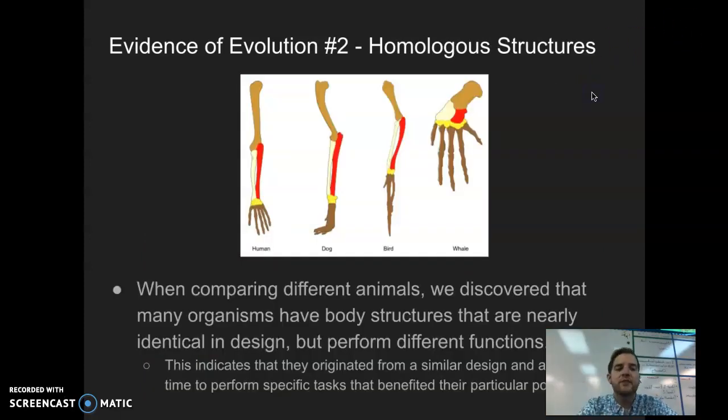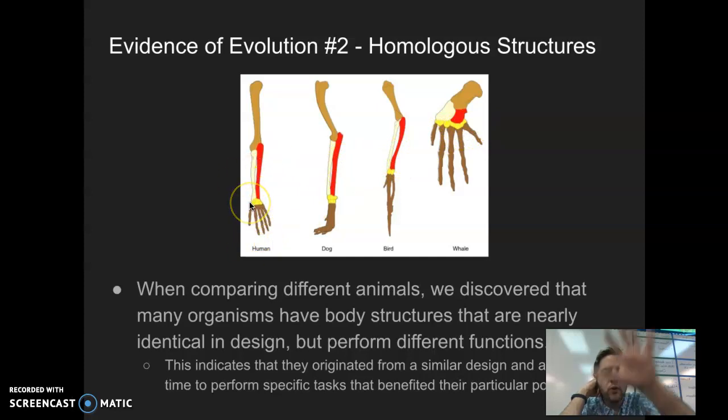The second piece of evidence is the homologous structure idea. Different animals have parts of their body that are very similar to one another but are used for different purposes. With the human, dog, bird, and whale here, all four of these animals are part of phylum Chordata, but you can see that they use these things differently.